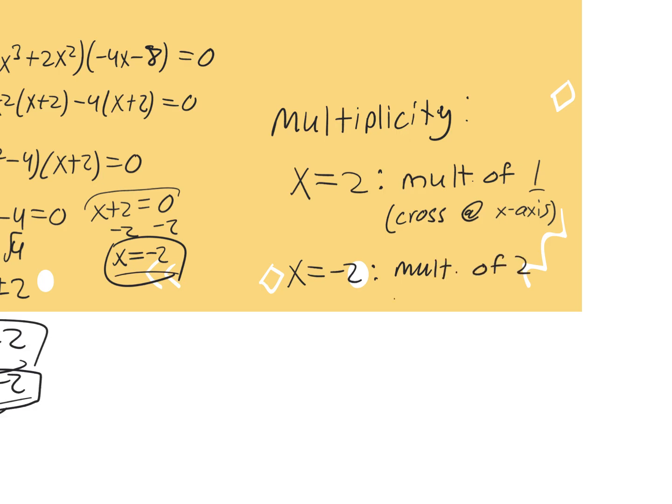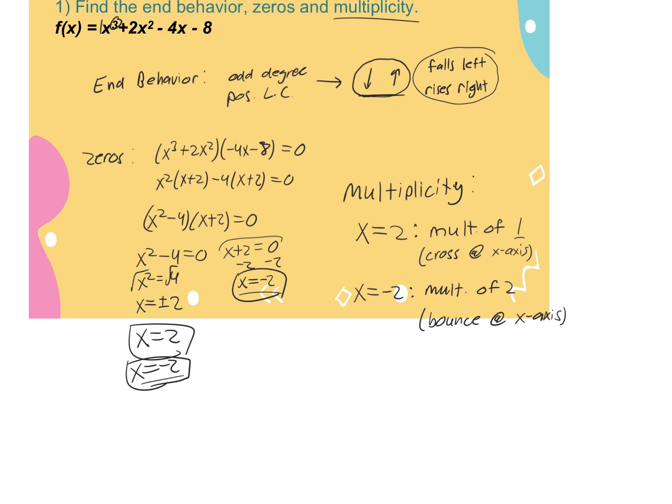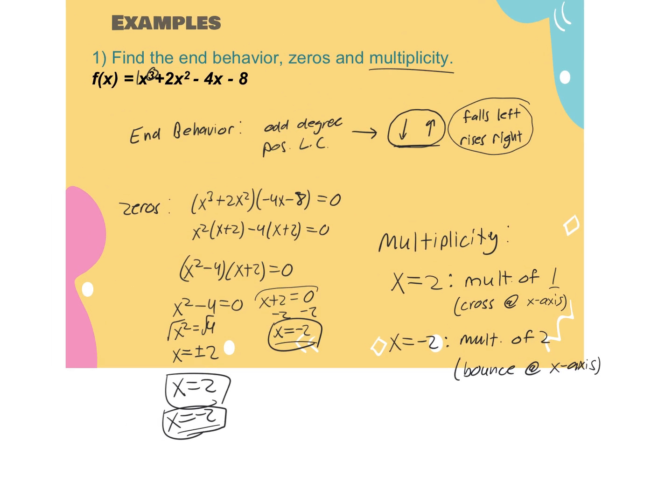And what does this mean in terms of our graph? It means it's going to bounce at the x-axis, and it's not going to cross it. It's just going to touch and bounce back. So that is plenty of information to actually graph our polynomial, and you're going to see that as we go through some examples.